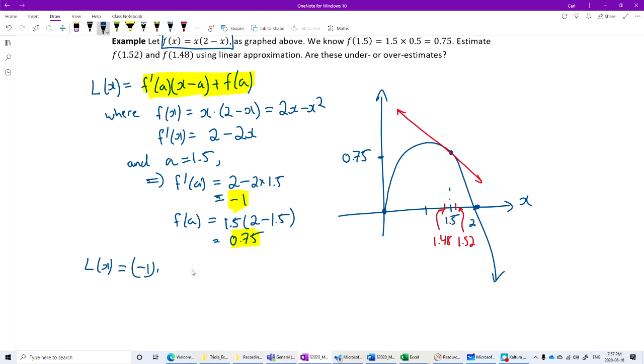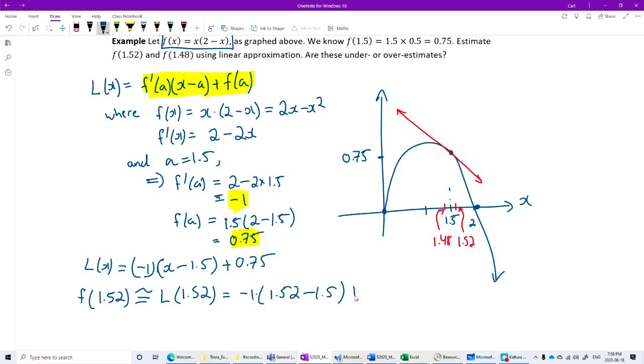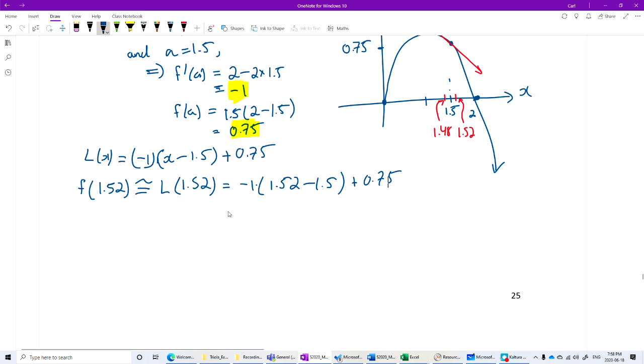So it's negative 1 times x minus 1.5 plus 0.75. So that means that the function at 1.52 is approximately the linear approximation at 1.52, which is that. And let's see what we get.